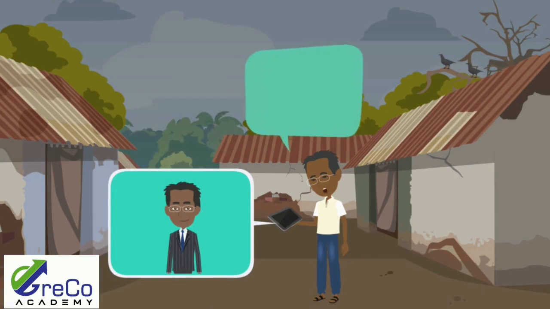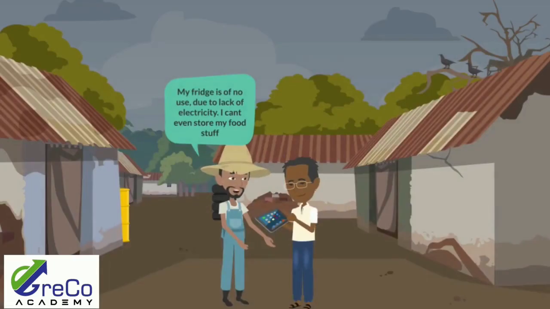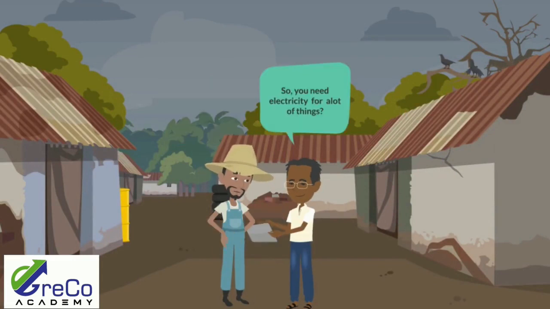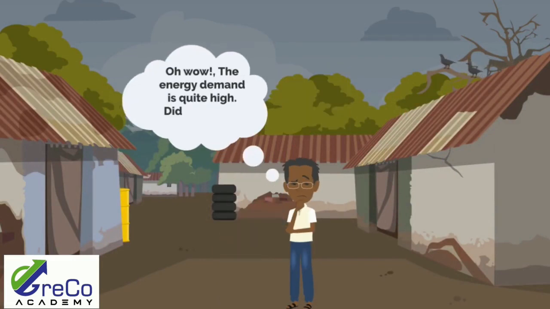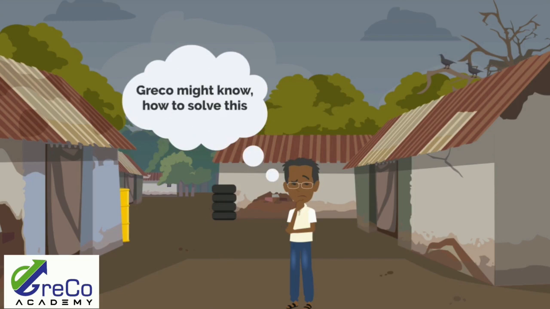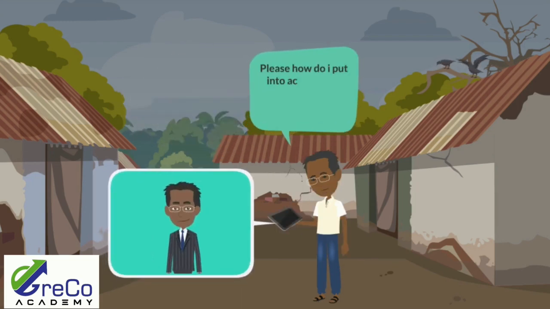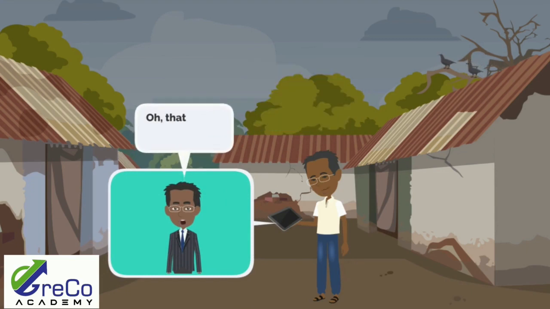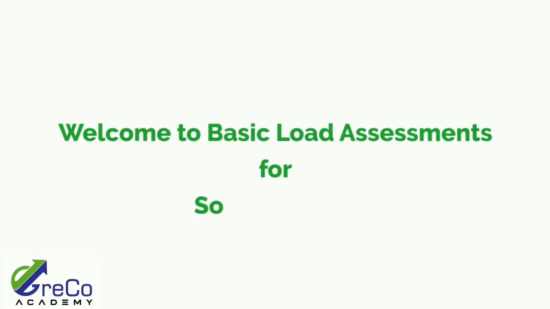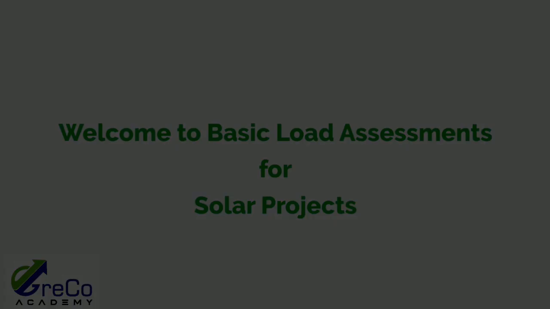After his discussion with Mr. Grego, Mr. Tunde goes ahead to start collecting data with the software suggested. However, he realizes that he must take into account the energy demand of the customers living in the area. He then asks Mr. Grego, who shows him the steps and processes needed to collect accurate data for a customer's energy demand.